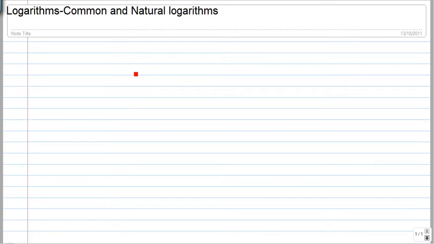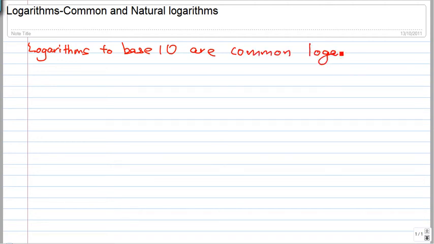Okay, let me expose you to what are common and natural logarithms. Now, logarithms to base 10 are called common logarithms. Okay, so let me just write: logarithms to base 10 are common logarithms. Okay, they are written as log base 10, or also known as log.